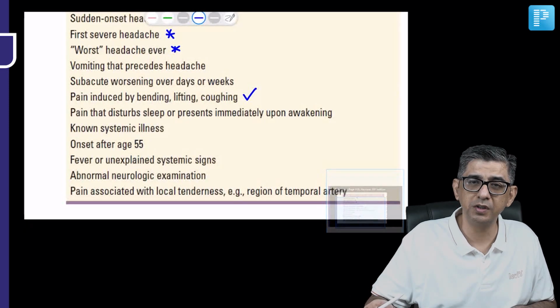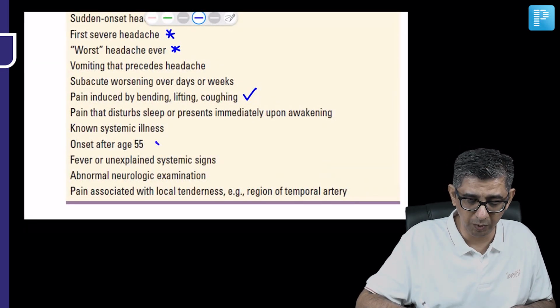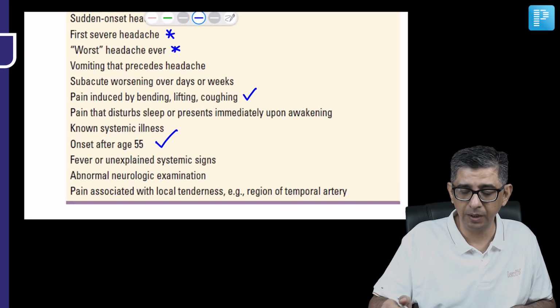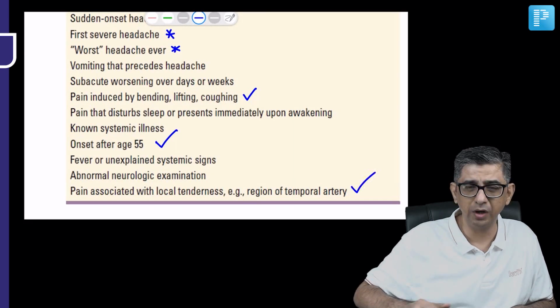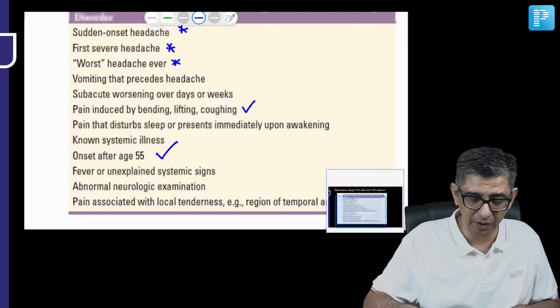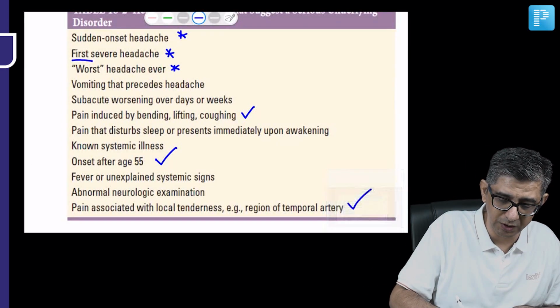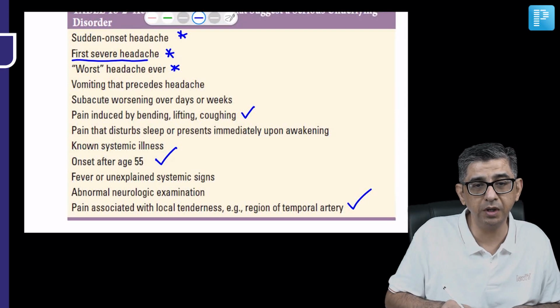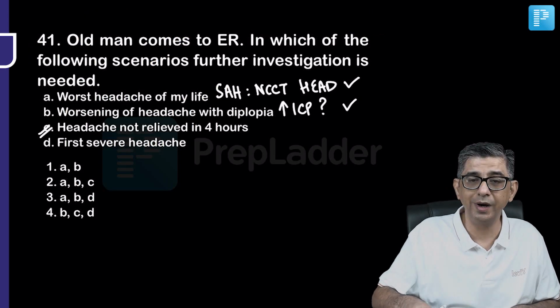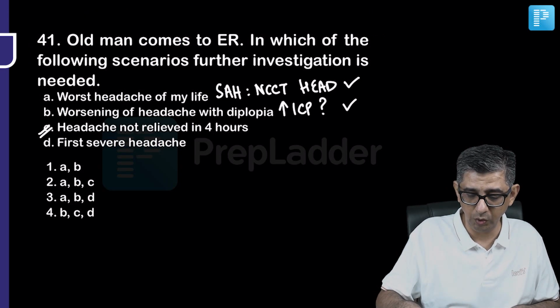I mean, if the person is having giant cell arteritis, the age will be more. There might be even pain in the distribution of the temporal artery. So you don't need to remember all of these. But yes, this peculiar term was mentioned in the exam, first severe headache in a patient. And yes, that is also an indication for doing further workup.